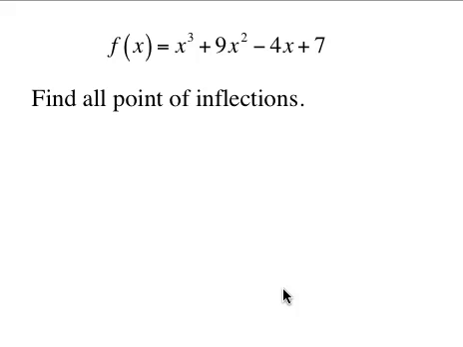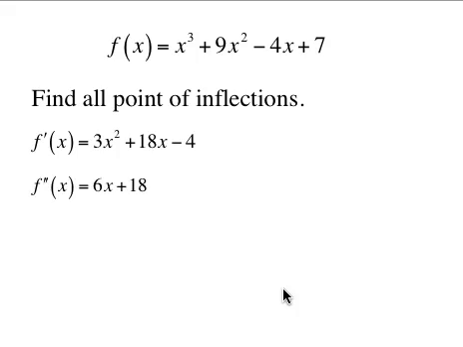So here's our next example. f of x is x cubed plus 9x squared minus 4x plus 7. If we want a point of inflection, we need to get the second derivative. But of course, let's get the first derivative. 3x squared plus 18x minus 4. Second derivative will be 6x plus 18. Now I want to find the point of inflection, so I'm going to set the second derivative equal to 0. Solving for that, adding negative 18 to both sides, we get negative 18 is 6x, and divide by 6, we get negative 3. So this is a point where the second derivative is 0.